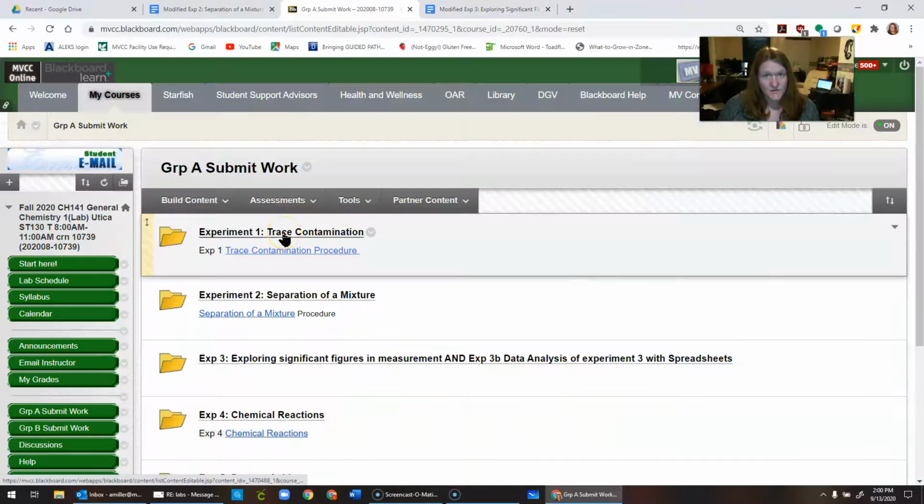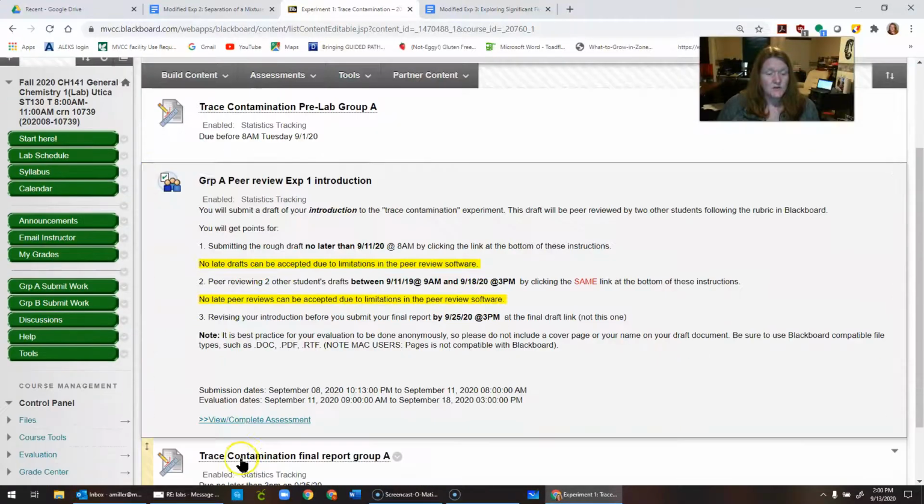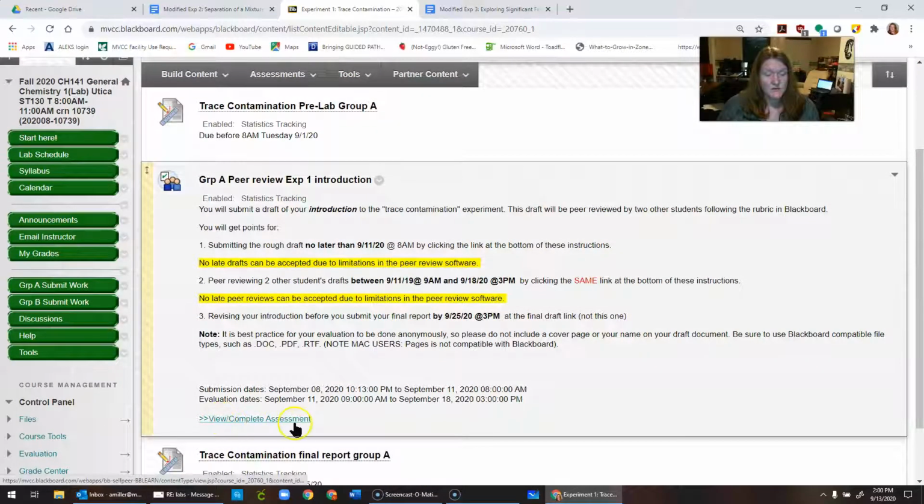The other thing here is the review of the introduction for trace contamination. So you should have submitted the draft, or you are submitting the draft soon, depending on your instructor's chosen schedule. And you do that again by clicking View/Complete Assessment. Then during your peer review period, don't pay attention to these dates unless you're in my lab, because they will vary from one instructor to another.